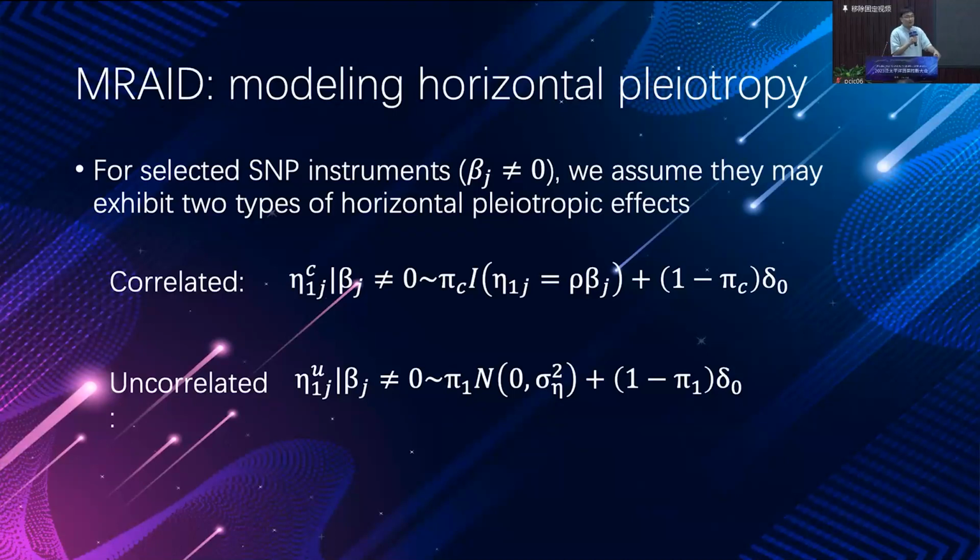In correlated pleiotropy, the SNP effect size on the exposure and the SNP effect size on the outcome are correlated. We assume the correlation coefficient is rho. So the correlated pleiotropy is equal to rho times beta_j. And with probability 1 minus pi_c, there is no correlated pleiotropy. For uncorrelated pleiotropy, we also use a normal distribution with probability pi_1.